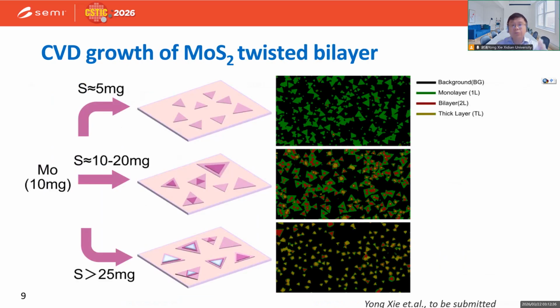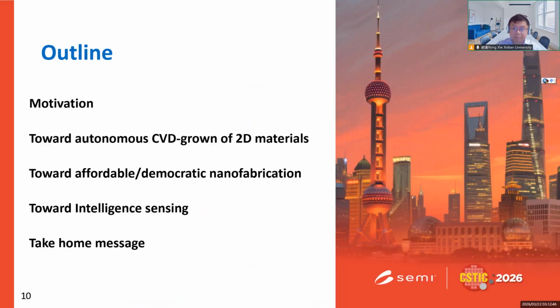Also, we can use this thickness and twist angle recognition to feed back to our growth parameters to optimize our growth. So this is a very simple and intuitive demonstration that deep learning can be very useful in this recognition of the device or the material.